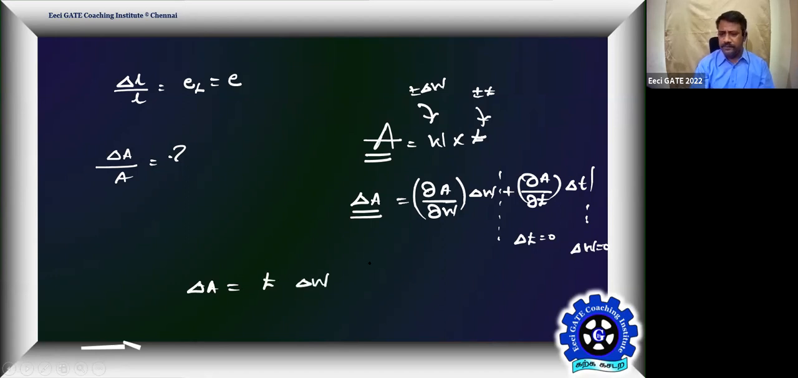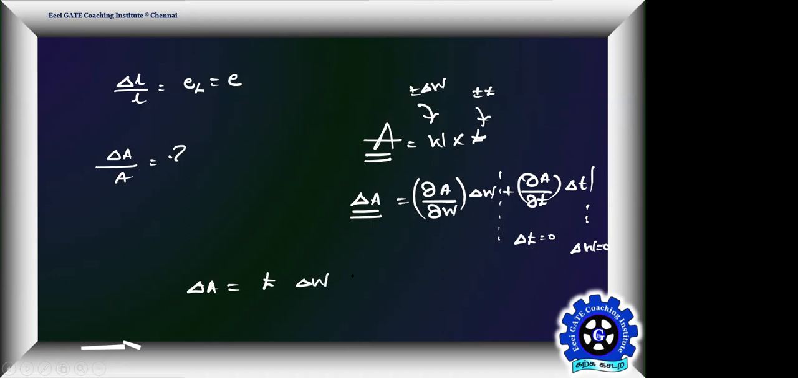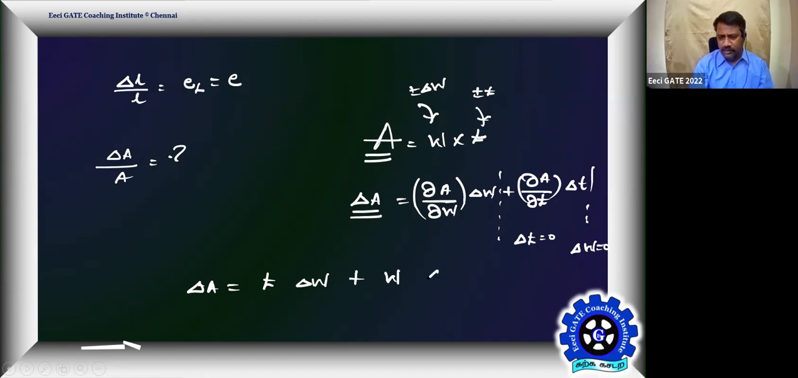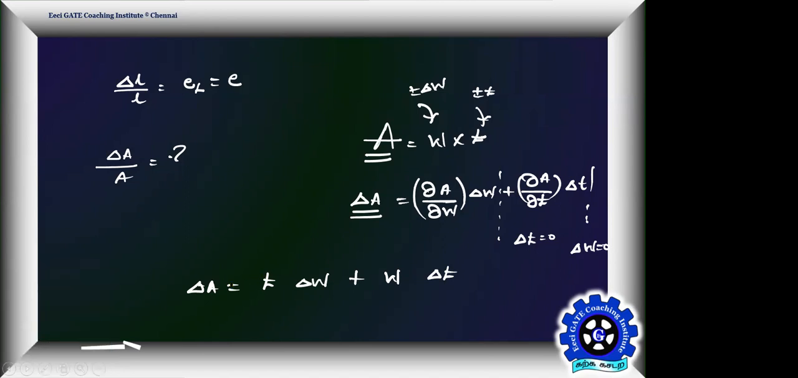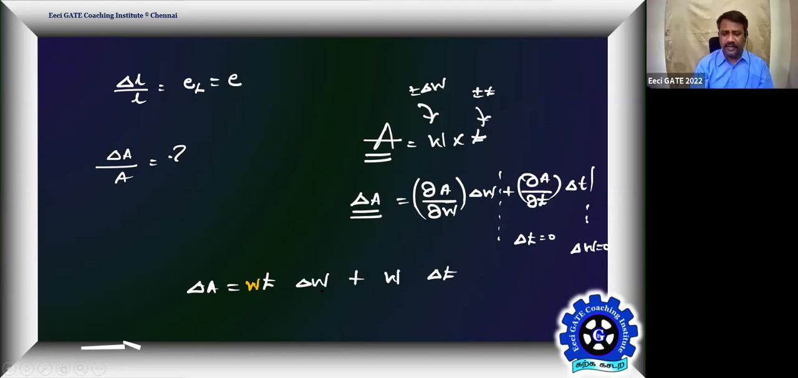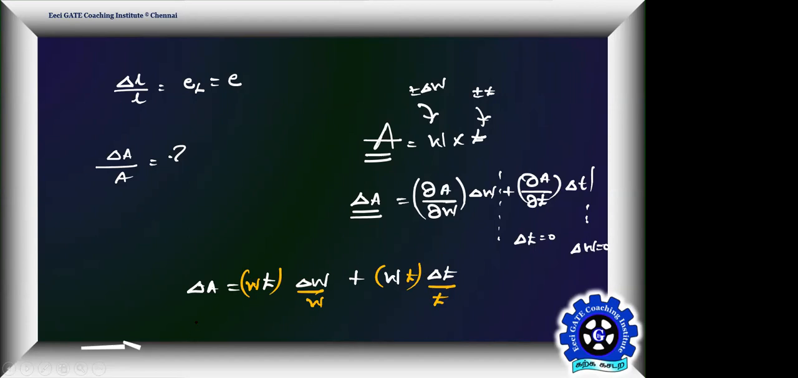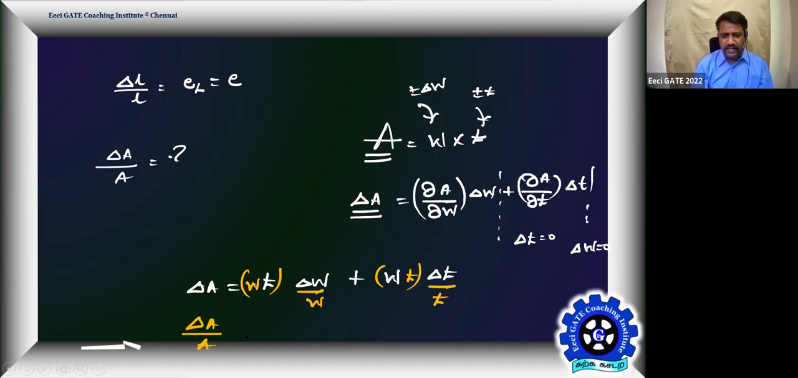Second component, dou A by dou T is simply W itself, width itself, into delta T. That's easy, right? Then multiply by W, divide by W. Then multiply by T, divide by T. Then what is W into T? Width into thickness, area itself. Then what do you get? Take it to the denominator. Delta A by A is known now.